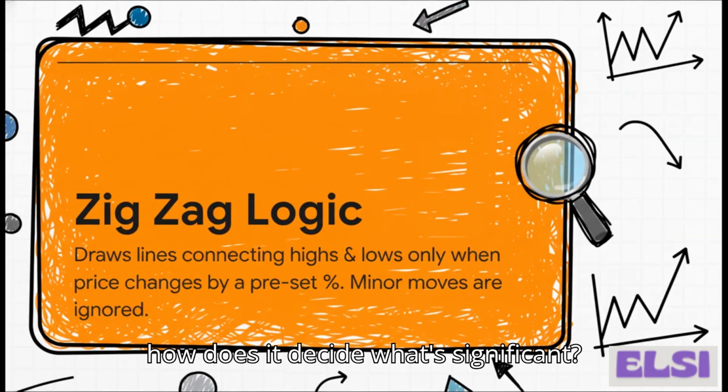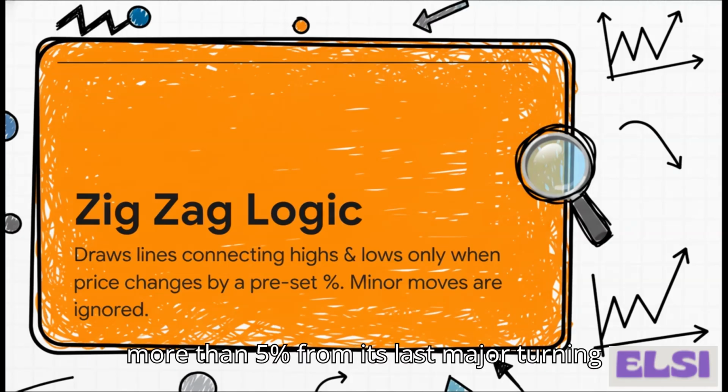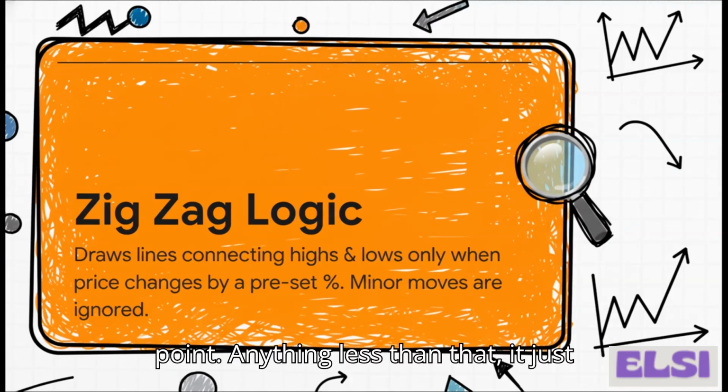So how does it decide what's significant? It's actually just simple math. You set a percentage, let's say 5%. The indicator will only draw a new line if the price moves more than 5% from its last major turning point. Anything less than that, it just completely ignores it. It's like it never happened.